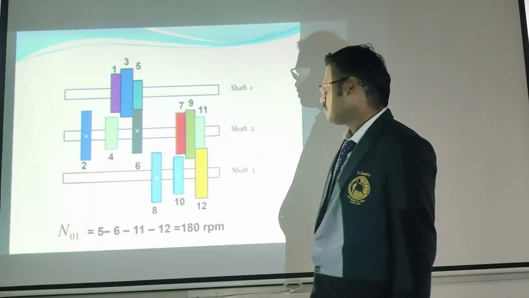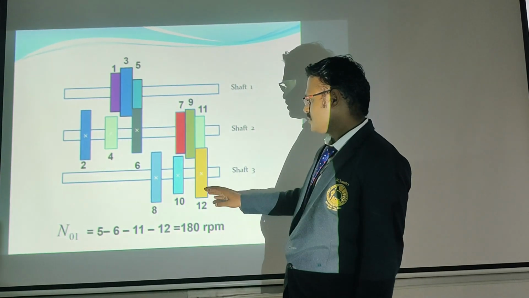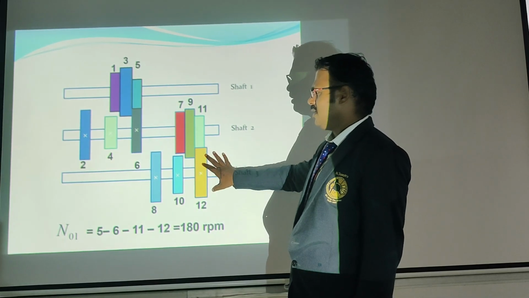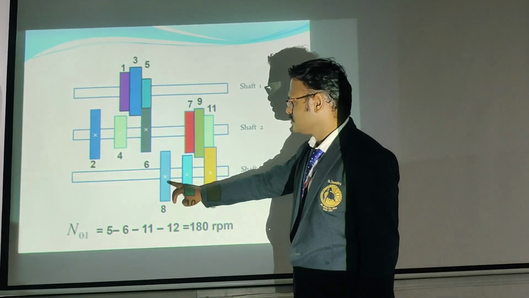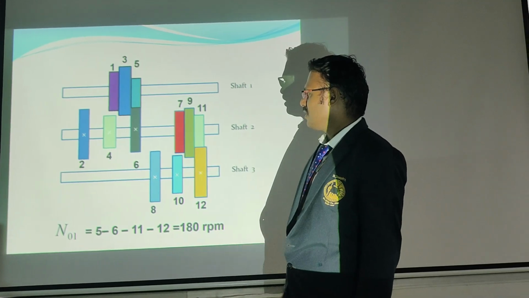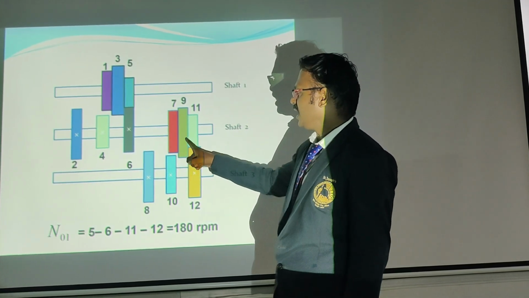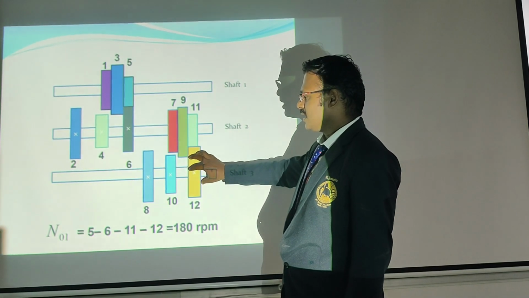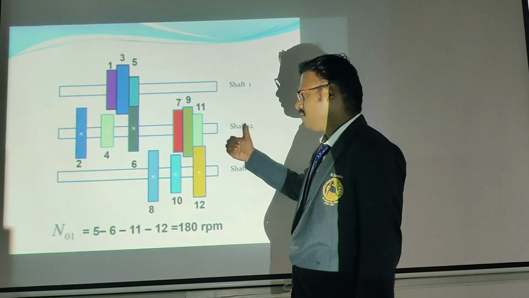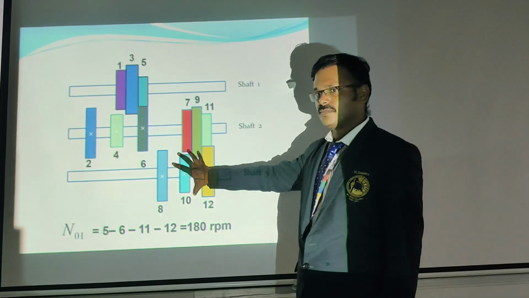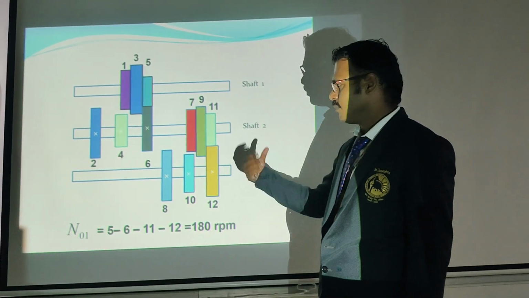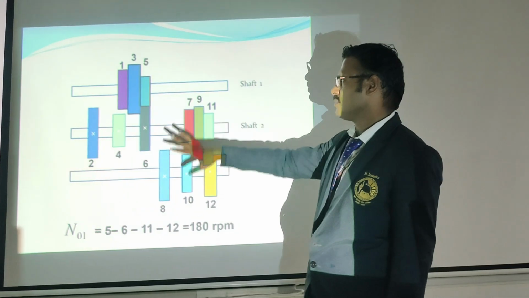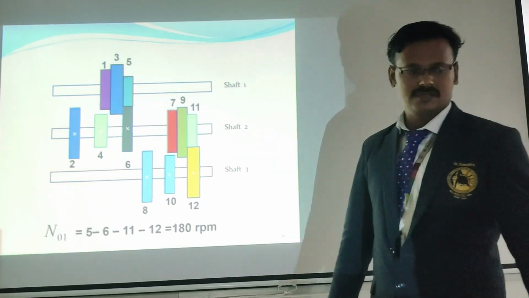So for larger speed I have to choose the 11-12 pair. For medium speed I have to choose 7-8. For lower speed I have to choose the 9-10, because if gear size is larger, the speed will be less. If gear size is smaller, the speed will be more. So by using that concept only, we have to do this.